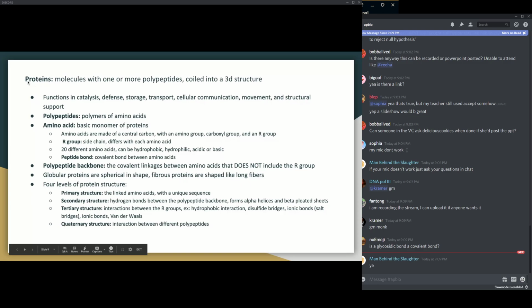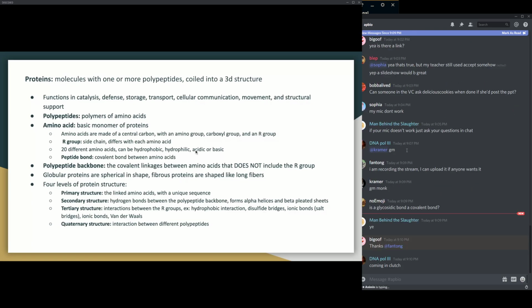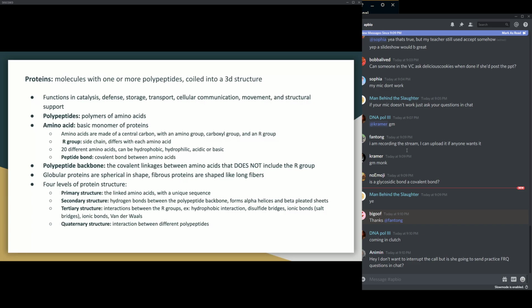The next macromolecule is proteins, which are molecules with one or more polypeptides. A polypeptide is a polymer of amino acids, and amino acids are the basic monomers of proteins. Amino acids are made of a central carbon with an amino group, a carboxyl group, and an R group. What's important about the R group is that it's the side chain, and it's super important because every single amino acid has a different side chain, and that's why there is specificity between different amino acids. That's why amino acids are different, because of this side chain.